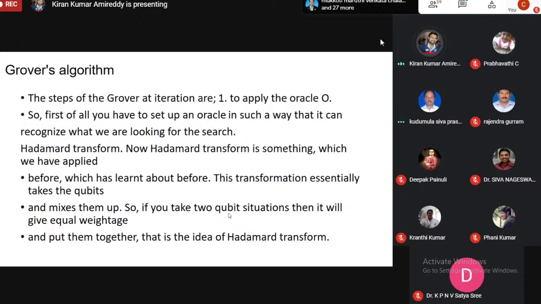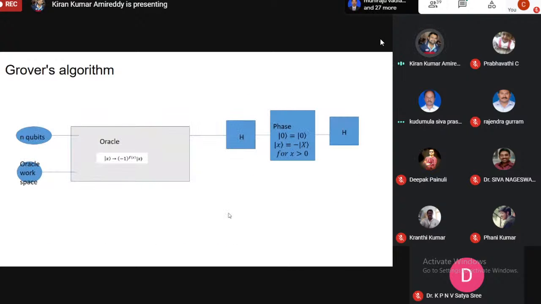So I just given here in between steps. I'll just go for the circuit diagram. I simplified the circuit diagram here, how Grover's algorithm works. Suppose I just take the example of the same telephone directory.